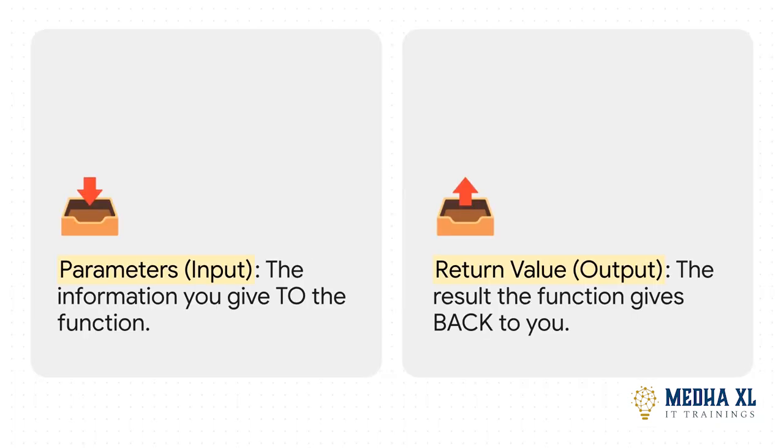So let's really nail down those inputs and outputs. In C, we've got some official names for them. The inputs, we call those parameters. That's the information you give to the function, your money and selection. And the output, that's the return value. That's what the function gives back to you when it's done, your snack.